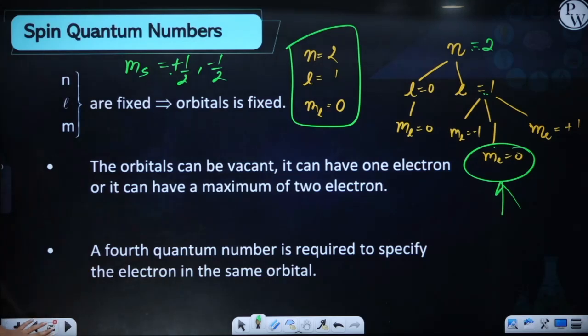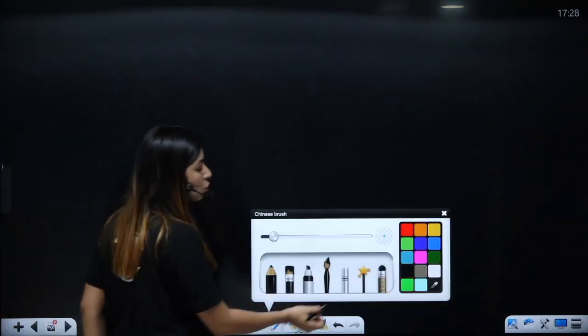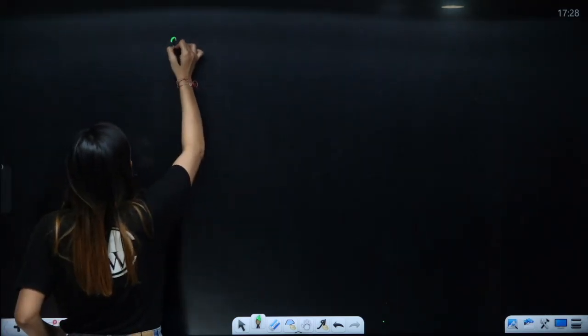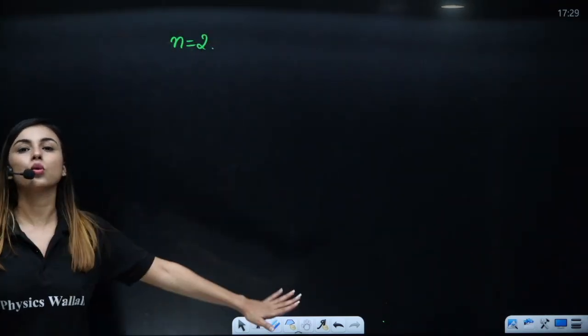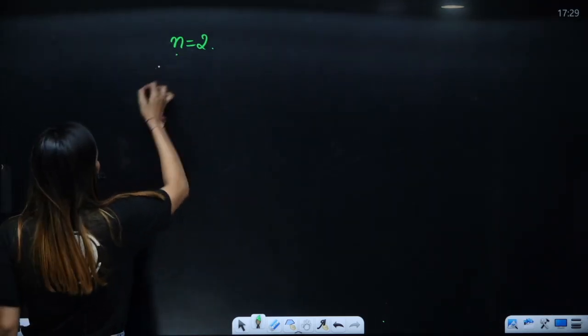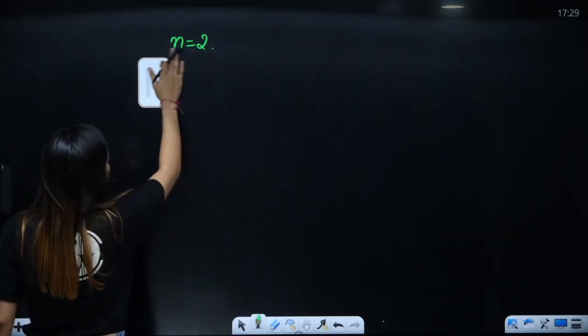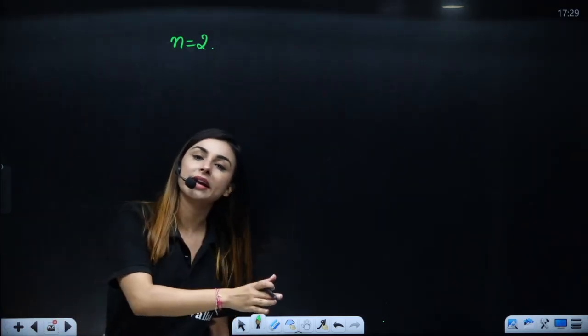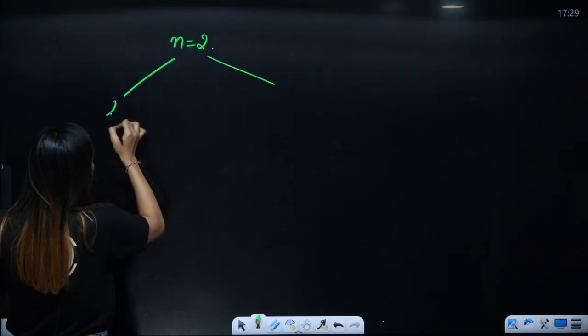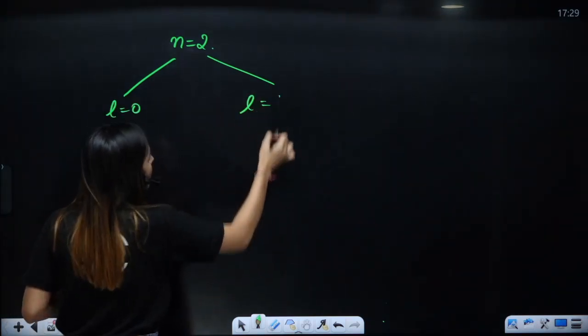Now, if you got this, what you have to do is make a flow chart for me. Let us say your N is equal to 2. You'll have to make a flow chart for me for all the quantum numbers. N is equal to 2. You can have how many L values? I can have L values from 0 to N minus 1. That is only 2 L values. L can be 0 and L can be 1.